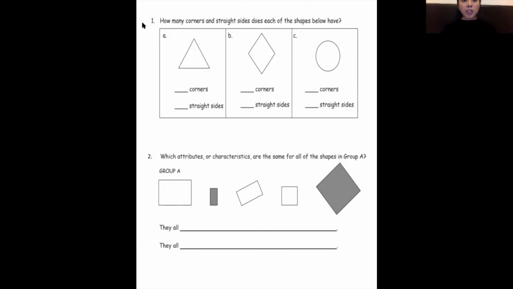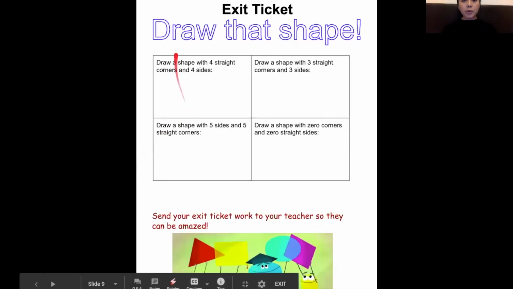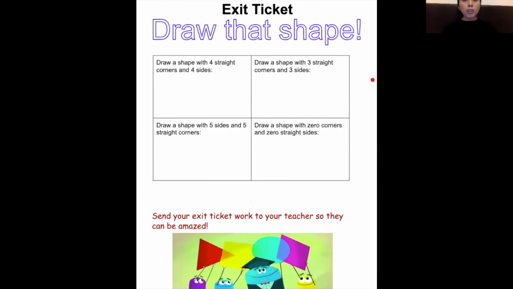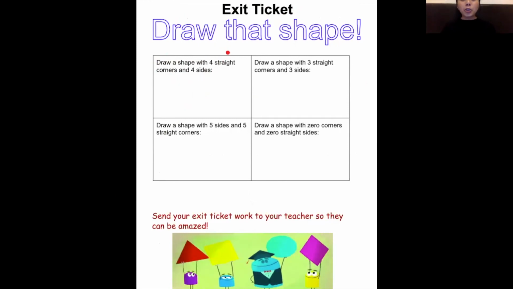All right, let's move on to our next page. And remember, as we're moving on to the next page, keep thinking about what that word attributes means. So let's go to this page where it says draw that shape. Now that you know so much more about the word attributes, you're going to go ahead and make shapes that have different attributes, starting with the first one, where it says draw a shape with 4 straight corners and 4 sides. So you would draw a shape that has 4 sides and 4 corners, however you want it to look. But make sure it matches the attributes that it tells you in each box.